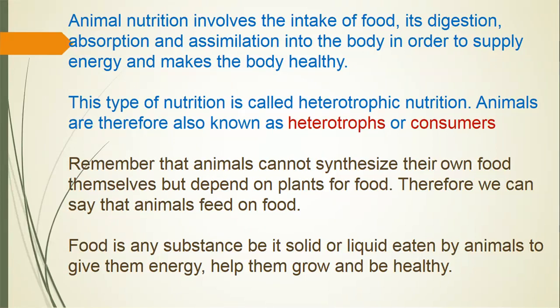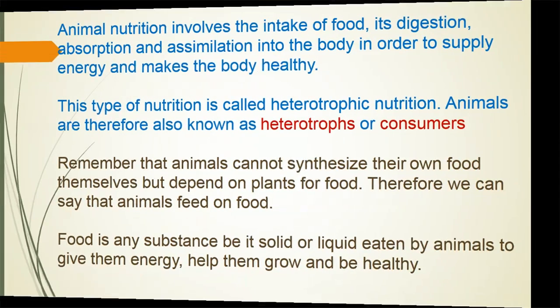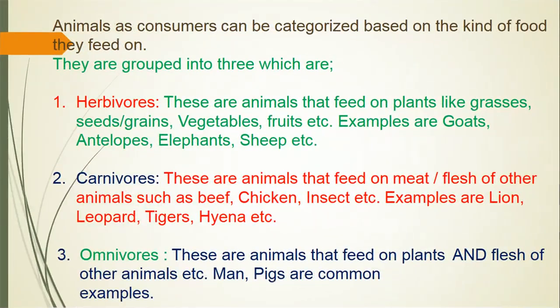Food is any substance, be it solid or liquid, that is eaten by animals to give them energy, help them grow and be healthy in order to carry on their daily life activities. Animals as consumers can be categorized based on the kind of food that they eat. They can be grouped into 3, which are 1.